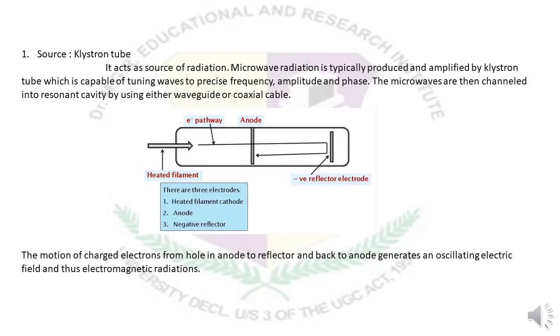Let us see the components of the instrument of the ESR spectroscopy one by one, starting from the source. It's a klystron tube that acts as the source of radiation.